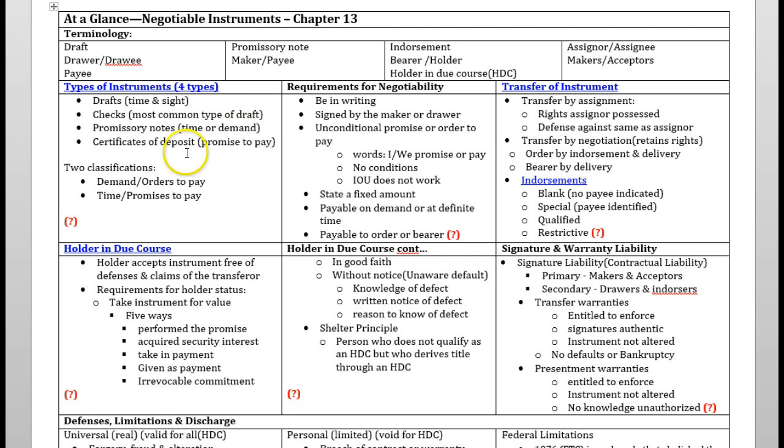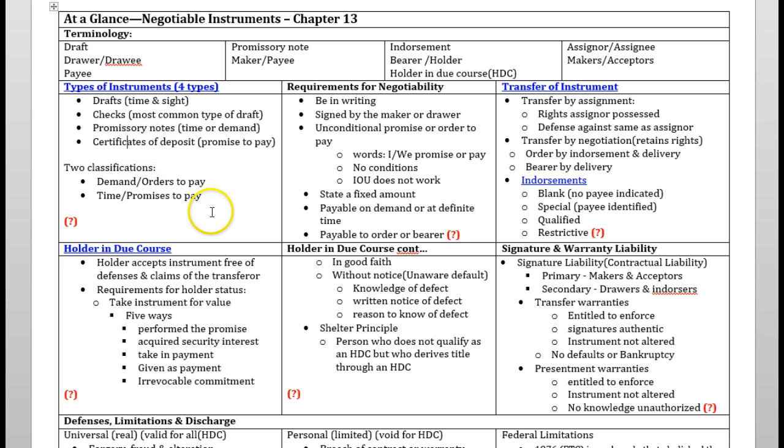Now let's go down and look at the types of negotiable instruments we have. We have 4 types the book talks about. You have a draft, which is the check, and they can be time or sight, which means they can be due at a specific time or they can be due on demand, and this is an order to pay. Checks are the most common type of draft. You have promissory notes, and those are time or demand, and you have certificates of deposit, which are promises to pay.